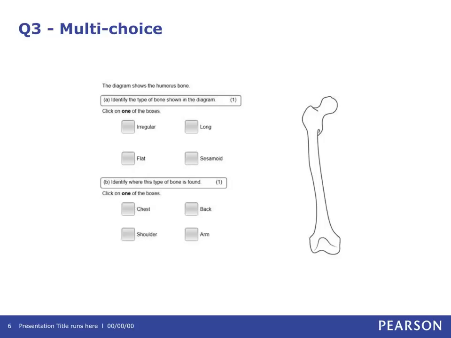Question 3. This question is a straightforward multiple choice. Both parts of this question were answered well. Learners seemed confident in recognizing the type and location of the bone. Answer: long and arm.